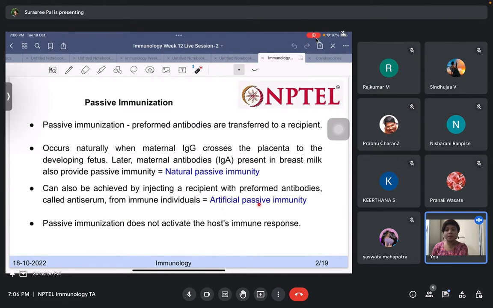But artificial passive immunity means that it can be achieved by injecting a recipient with preformed antibodies called antiserum, either from immune individuals, or we can generate these antibodies in individuals where the venom or the toxin is injected, right? Like I told you, for example, snake antivenom.